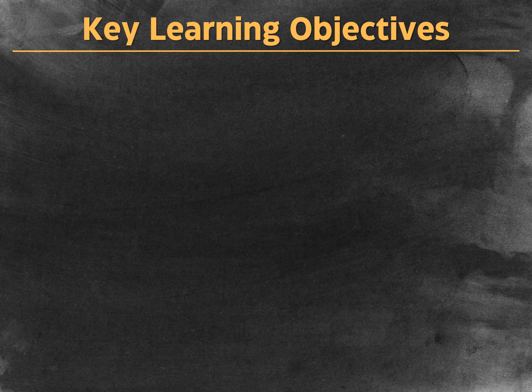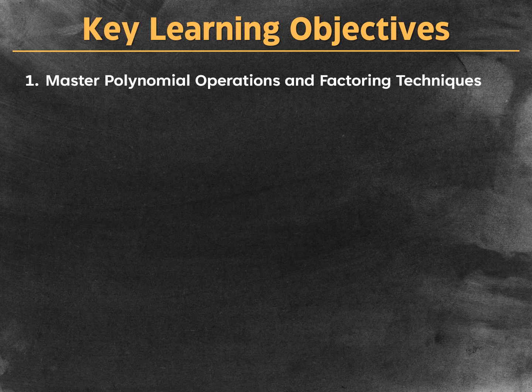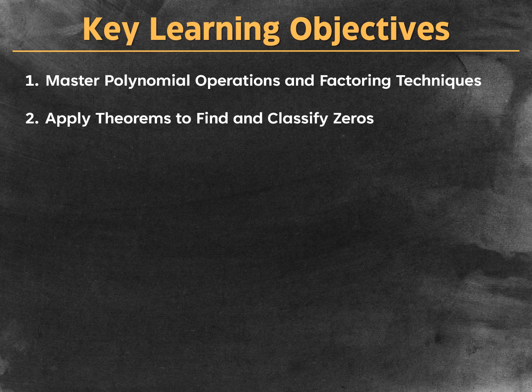Let's get specific on what you'll walk away with. Our objectives are laser focused to give you that aha perspective. First, you'll nail operations and 4 core factoring skills plus division methods. Like I mentioned earlier, it's going to be long division and synthetic division. Now, number 2, use the remainder and factor theorems to evaluate polynomials and classify zeros, whether real or complex zeros, which will tie into the fundamental theorem of algebra.